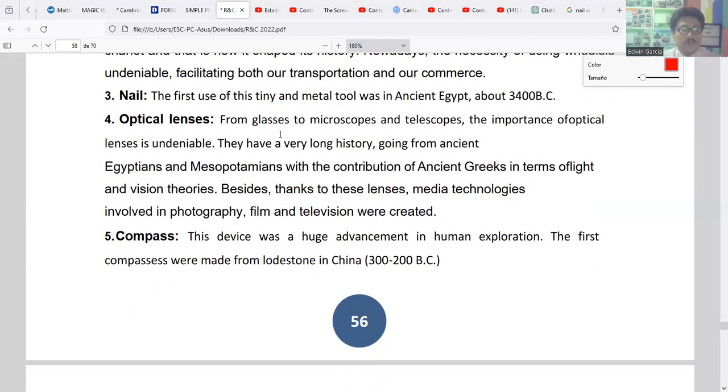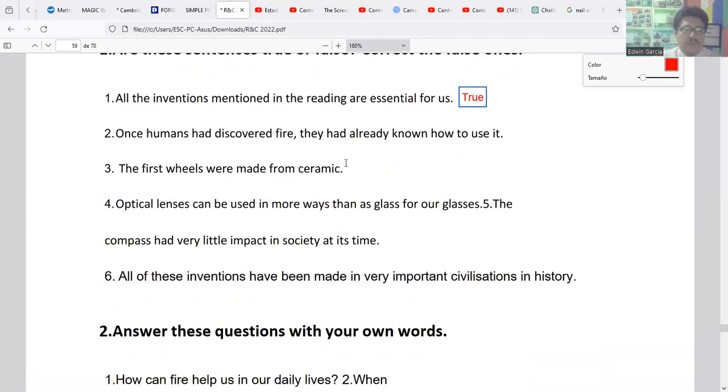If you use, for example, a microscope, a telescope, or maybe if you're thinking about a CD, if you have music on a CD, you are going to use optical lenses. And compass, well, in this case, you are going to say, I never use a compass. But if you're thinking about your cell phone, if you activate that GPS, you are using a compass because your GPS is a compass, but in your cell phone. And for that, we are going to say, okay, it's true because we use many of these. Let's go to number two, and you're going to tell me what do you think about it.